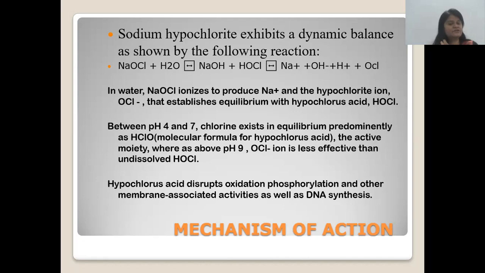Between pH 4 and 7, chlorine exists in equilibrium predominantly as hypochlorous acid, the active moiety, whereas when the pH is above 9, it is more alkaline and the hypochlorite ion is less effective than undissociated hypochlorous acid. This hypochlorous acid, which is mainly produced, is responsible for the action of sodium hypochlorite, and it disrupts oxidation, phosphorylation, and other membrane-associated activity as well as DNA synthesis.